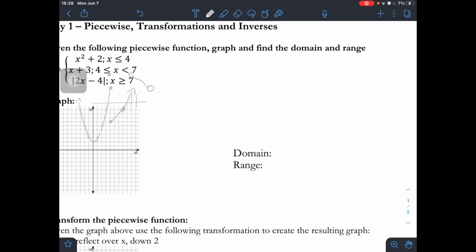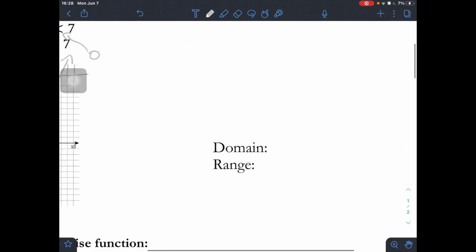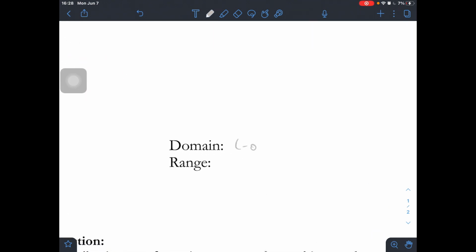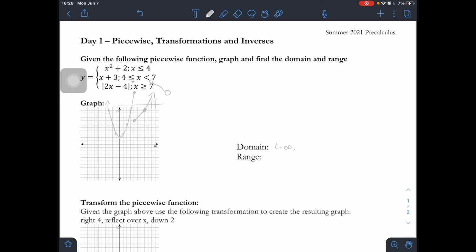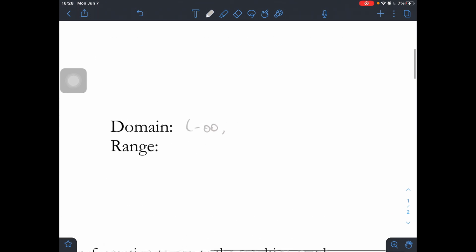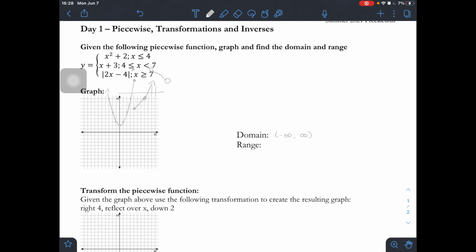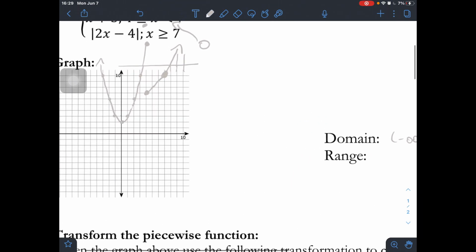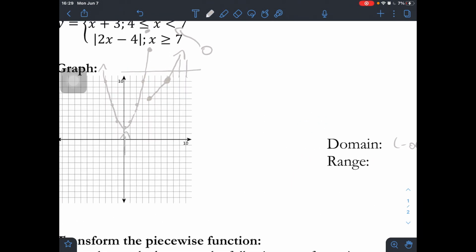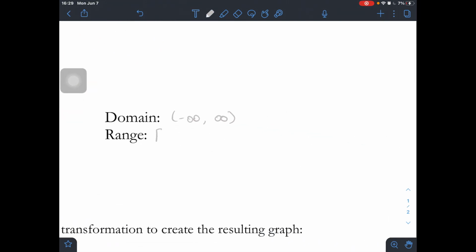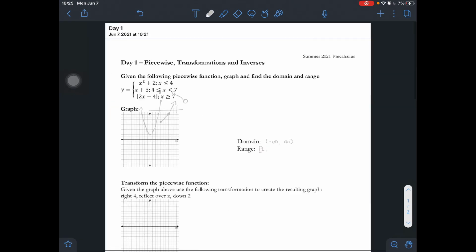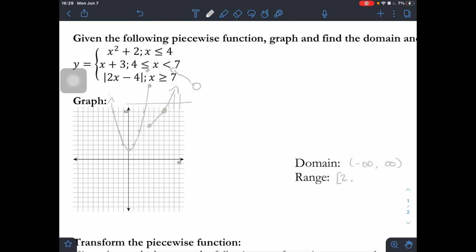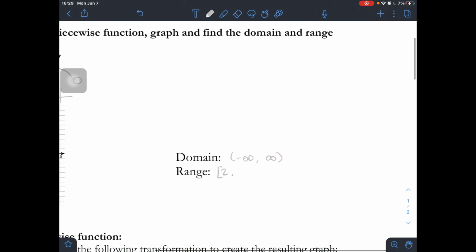The domain for this one: since the domain for quadratics is all real numbers, at least on this side it's going to be negative infinity. And since for absolute value functions the domain is also always all real numbers, the domain on the right side will be negative infinity to infinity. For range, as you can see, the lowest point of the graph is going to be right here, which is 2. Then it appears that both on the left side and the right side, it goes to infinity. So the range is 2 to infinity.